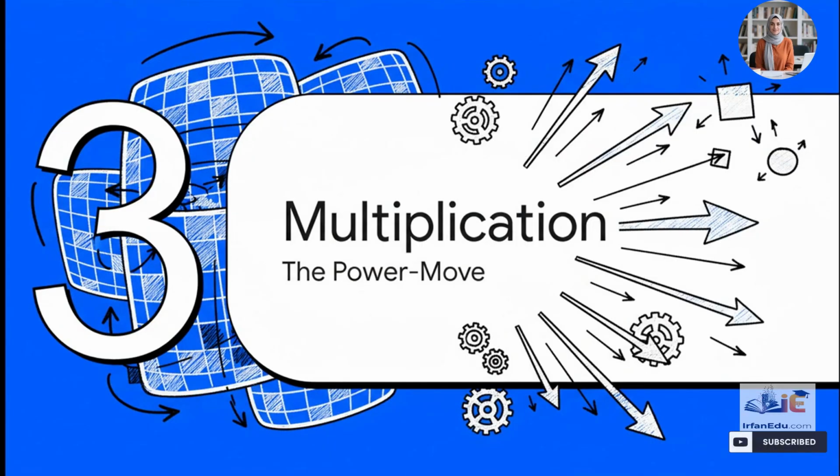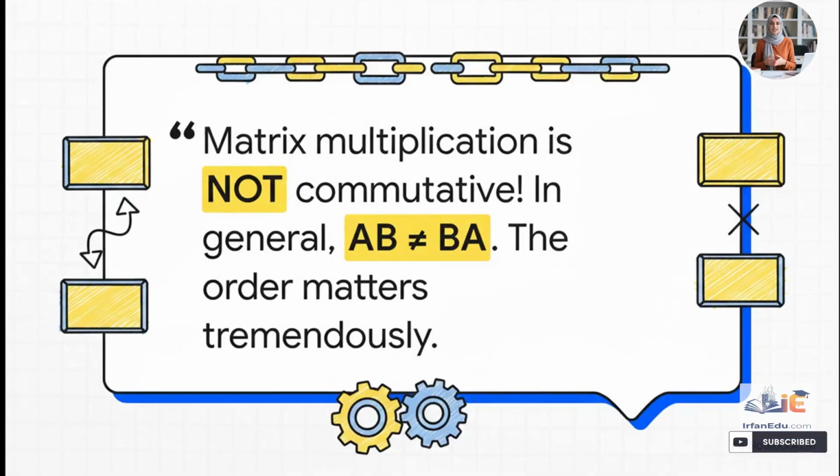All right, let's get to the real powerhouse of our toolkit, matrix multiplication. Now, this one's a little trickier, but trust me, this is where a matrix stops being a simple spreadsheet and starts becoming a powerful engine for transformation. This is where the magic happens. Okay, but before we even get into how it works, there is one critical golden rule you absolutely have to remember.